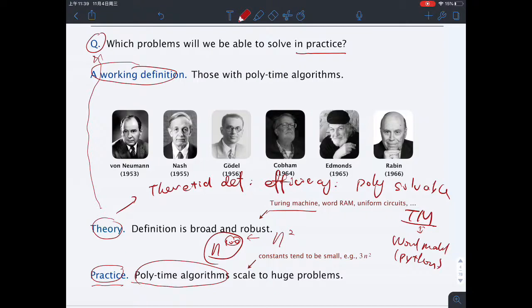So that means that in practice it's good enough, and that's the reason that we start with a grounded practical question and philosophical question, can we characterize the problems that are efficiently solvable, and then we gradually move to a theoretical model and focus on it. The polynomial running time algorithms solve the problems that can be solved by this kind of algorithms. Okay.